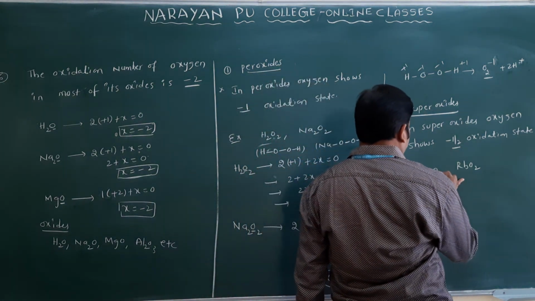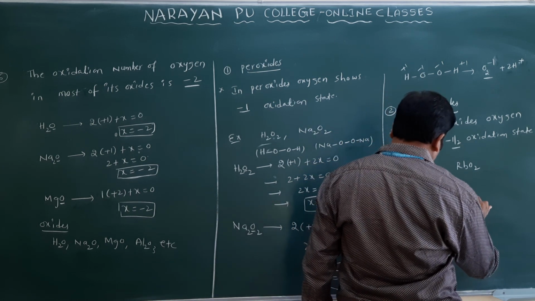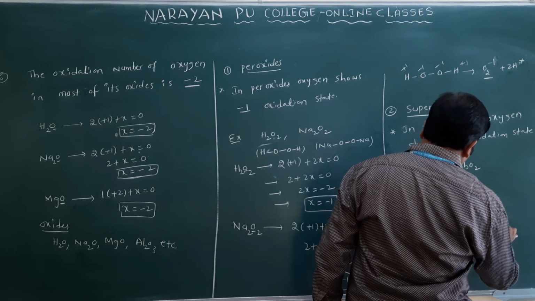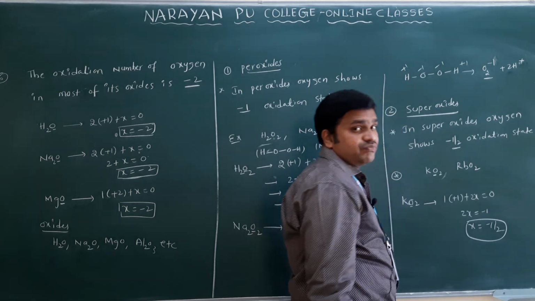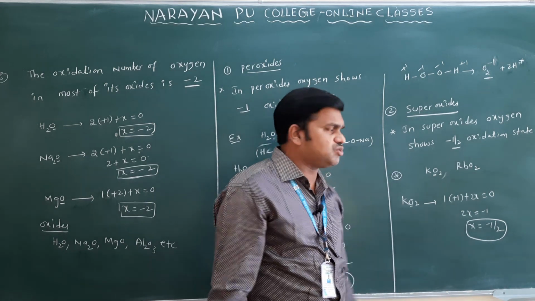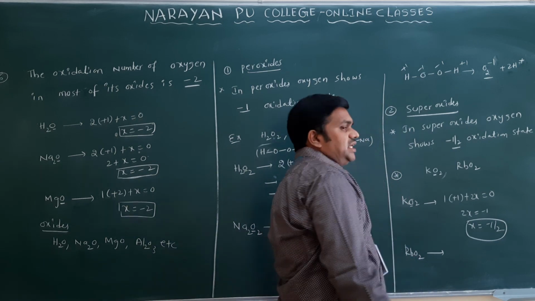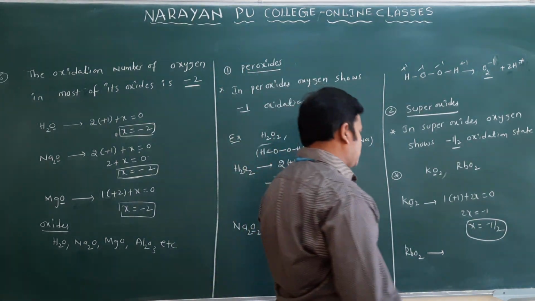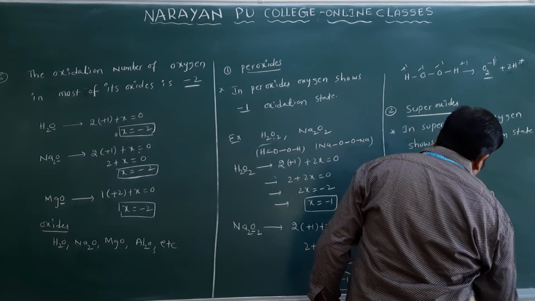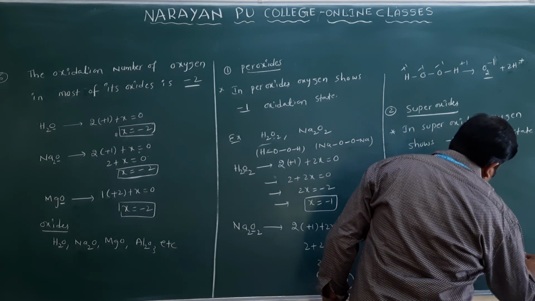So let us find out the oxidation number of oxygen in KO2. I will write here 1 into plus 1 plus 2x equal to 0. So 2x equal to -1, x equal to -1/2 only. Potassium also belongs to first group elements, so its oxidation number is plus 1, and you will get -1/2. Rubidium, potassium, sodium, hydrogen, lithium, all these belong to first group elements only. So here also, 1 into plus 1 plus 2x equal to 0, 2x equal to -1, and from this x equal to -1/2 only.